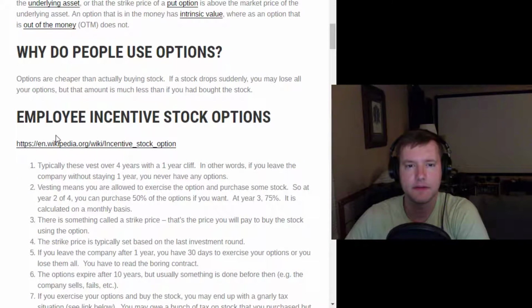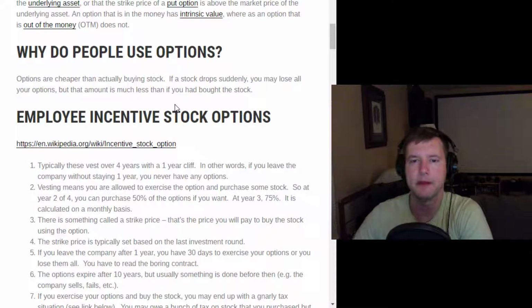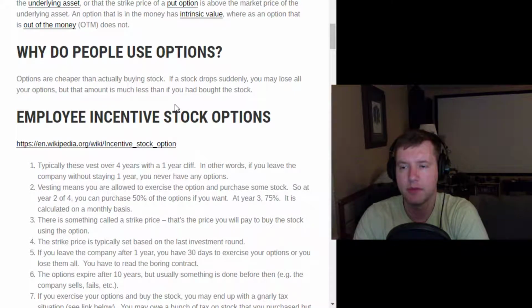All right, now there's a different type of options called employee incentive stock options. It's a popular part of a compensation package in the tech industry in Silicon Valley. And more or less, these are the option to buy shares of your company or of your startup under certain conditions.